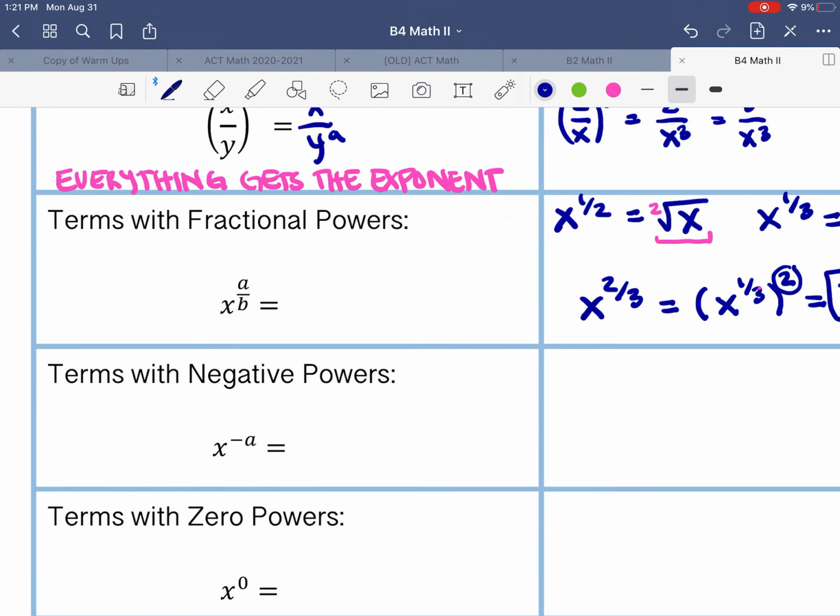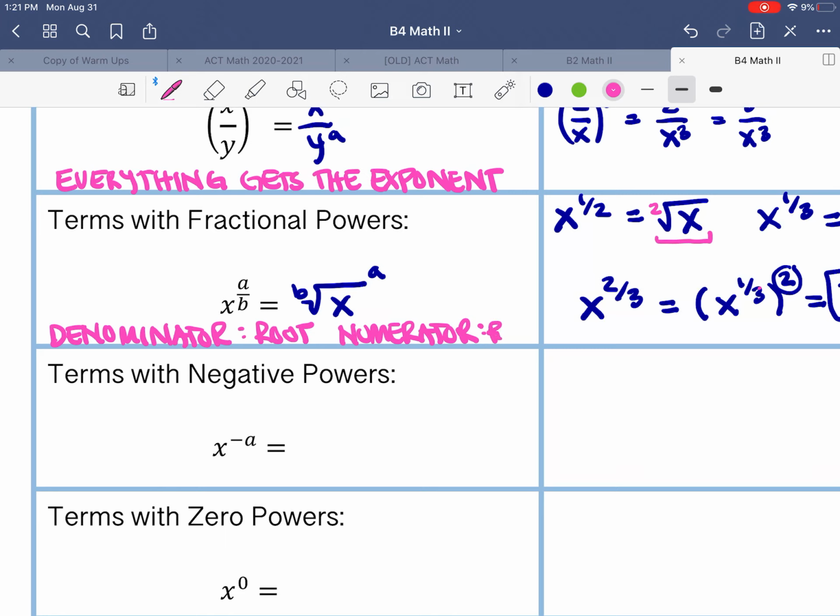So the rule here is that the bottom of the fraction, which in this case it's x to the a over b, so the b, which is the denominator in this case, becomes the root, and the a remains a power. So we're taking the b root of x and then raising it to the power of a. So our rule is that the denominator becomes the root, and the numerator is just a power still.